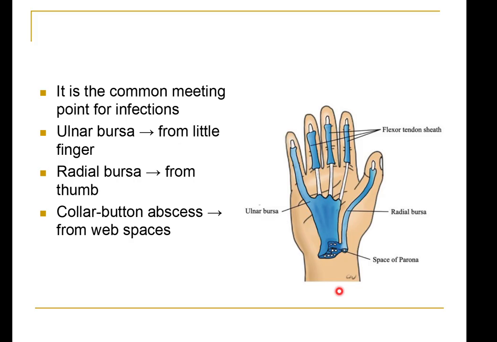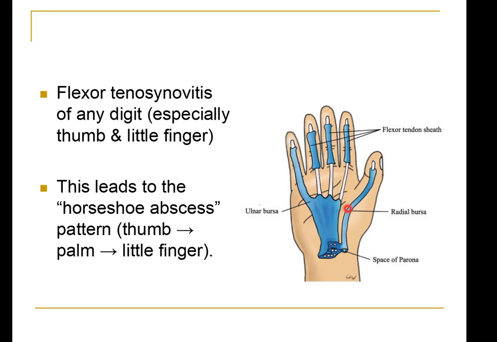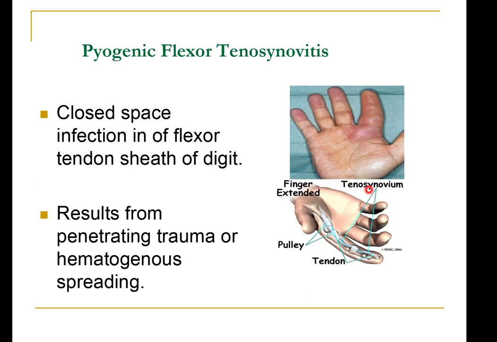So the space of Parona is a common meeting point for infection from the ulnar bursa, from the radial bursa, and also from the collar button abscess from the web space. Now, flexor tenosynovitis of any digit, especially the thumb and the little finger, will lead to a horseshoe abscess pattern. That is, the thumb, palm, and the little finger are infected. So, these three together appear like a horseshoe. So, that abscess is called the horseshoe abscess.